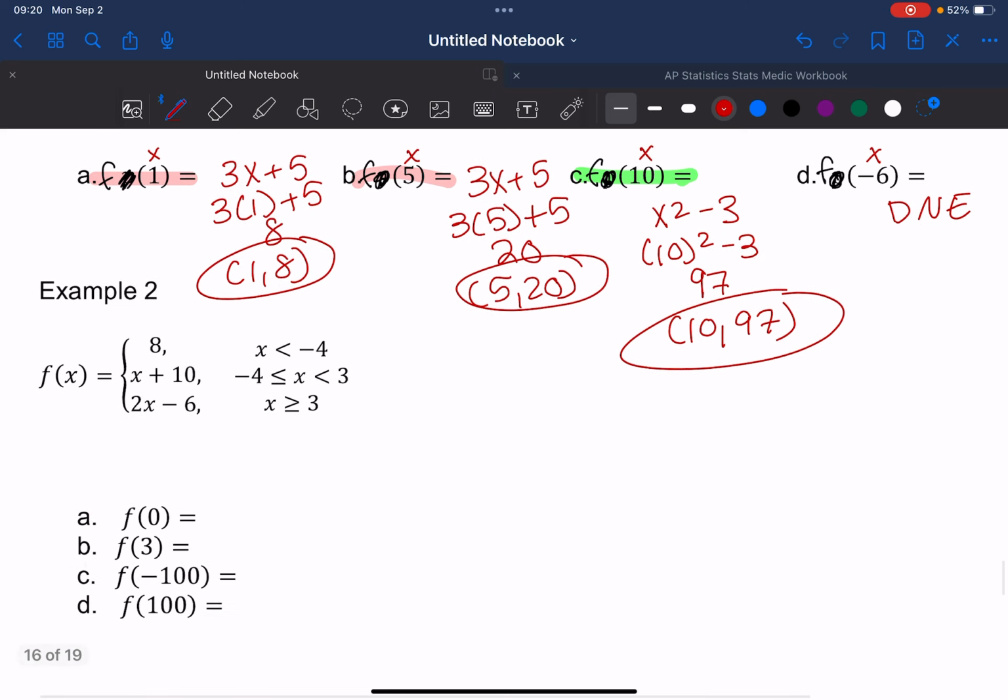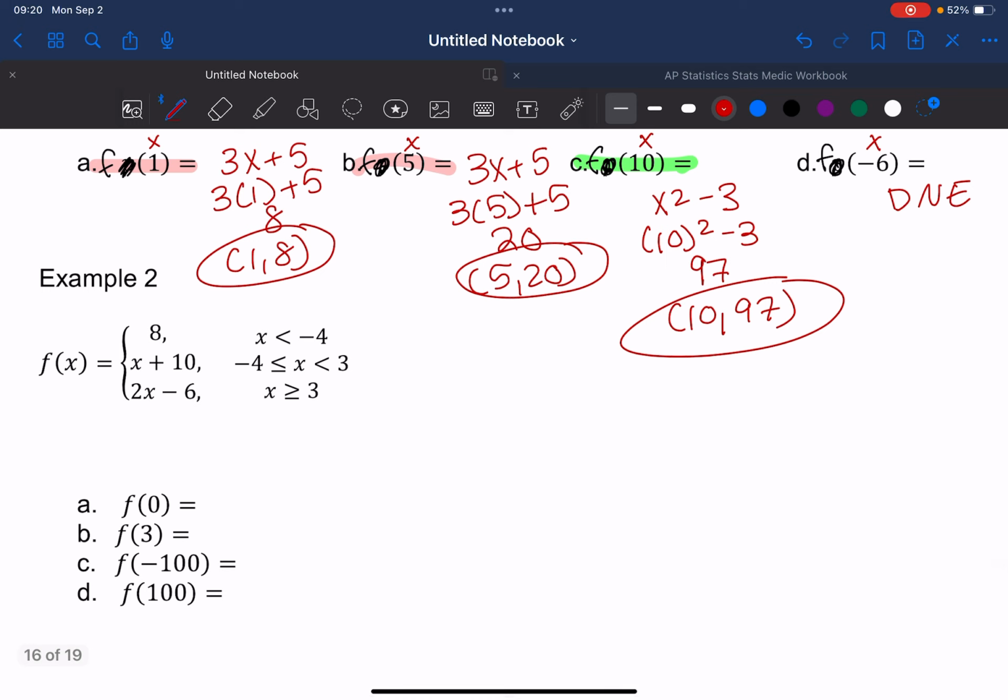Okay, and we're going to do the same thing for example 2. So in example 2, instead of 2 expressions, we now have 3 expressions. We have that constant 8, and then we have a linear function x plus 10, and then we have another linear function 2x minus 6. So we have to look at each one and see where it falls on which domain.